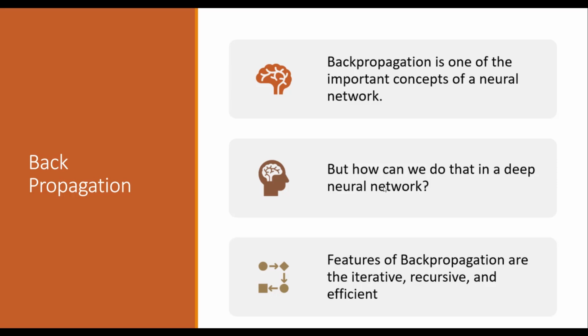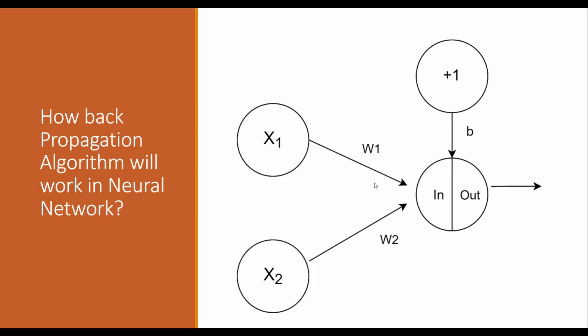The main features of backpropagation are that it is an iterative, recursive and efficient method through which it calculates the updated weights to improve the network until it is able to perform the task for which it is being trained. Also, the derivatives of the activation function must be known at network design time, as they are required for backpropagation. Now we will discuss how the backpropagation algorithm works in a neural network.